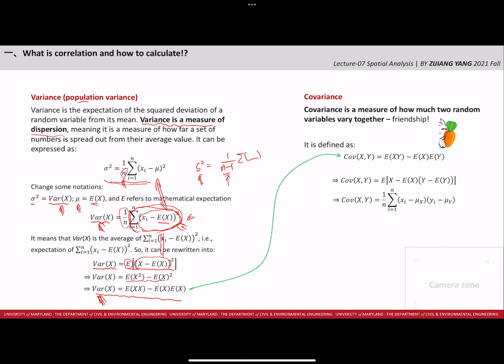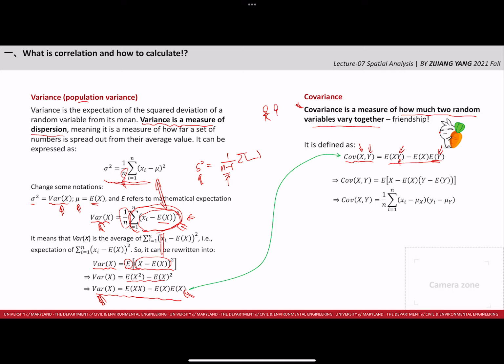But we know that this is a variance, and this has a weird shape. But we can use this to define covariance. Covariance is a measure of how much two random variables vary together. I can consider it like friendship. Let's see the definition. For covariance, we have two variables, x and y. So we just replace one x with y. For the variance, we have double x and a double expectation of x. But for covariance, we just replace one x with y and one expectation of x with expectation of y. So basically, variance is a special case of covariance.